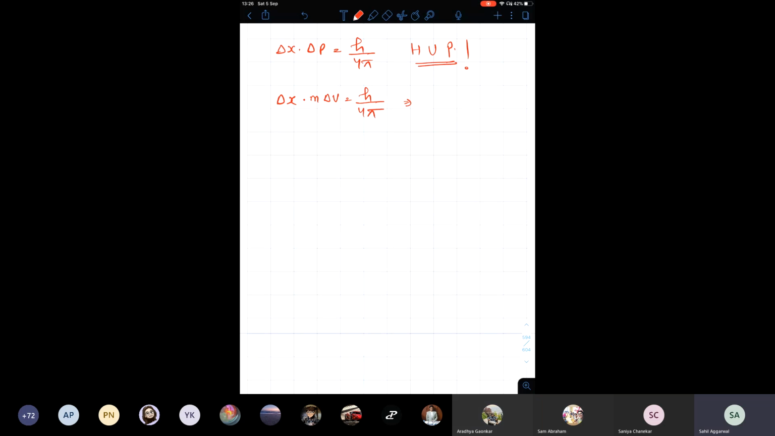So this can be written as delta x dot delta v is equal to h upon 4 pi m. Any doubt in these two? इधर उसमें ना m नीचे रख दिया, that's it.